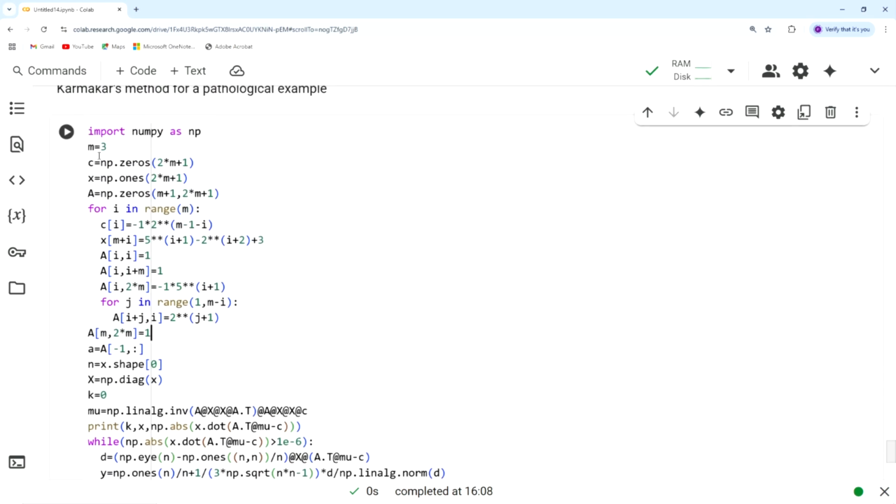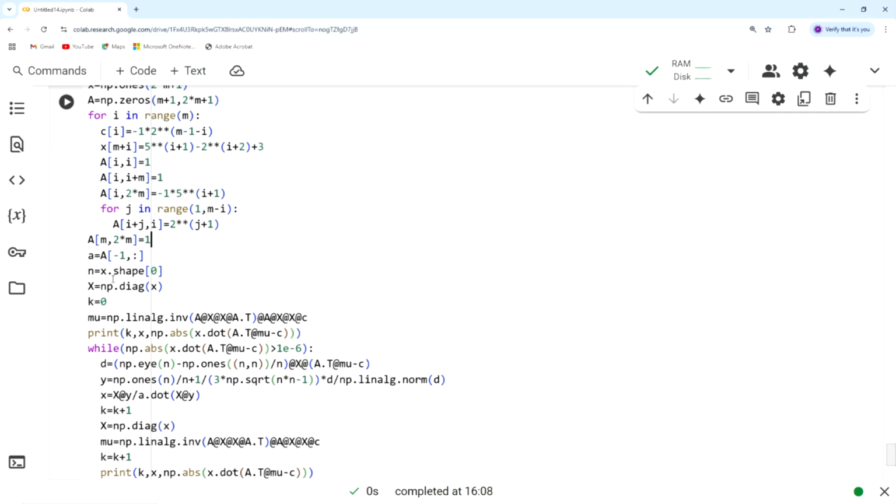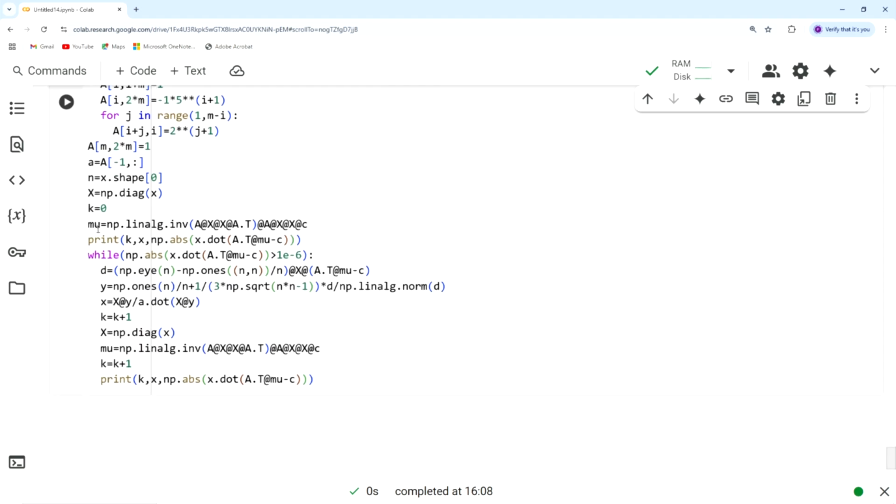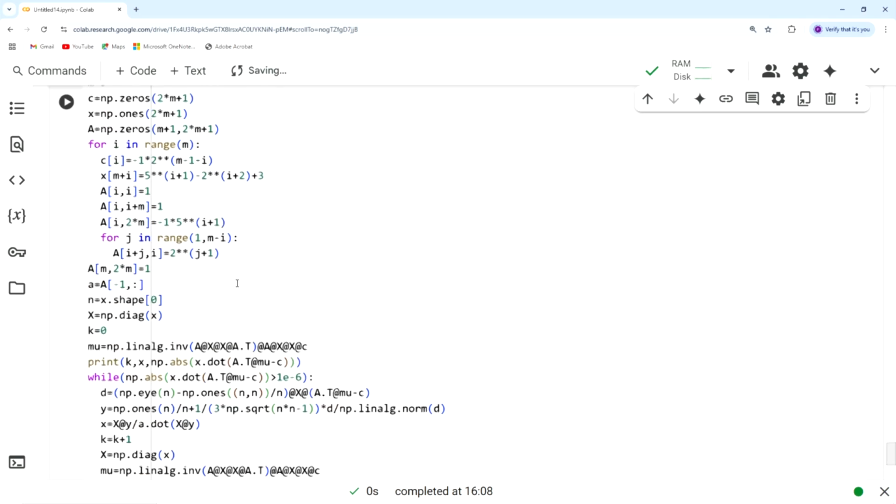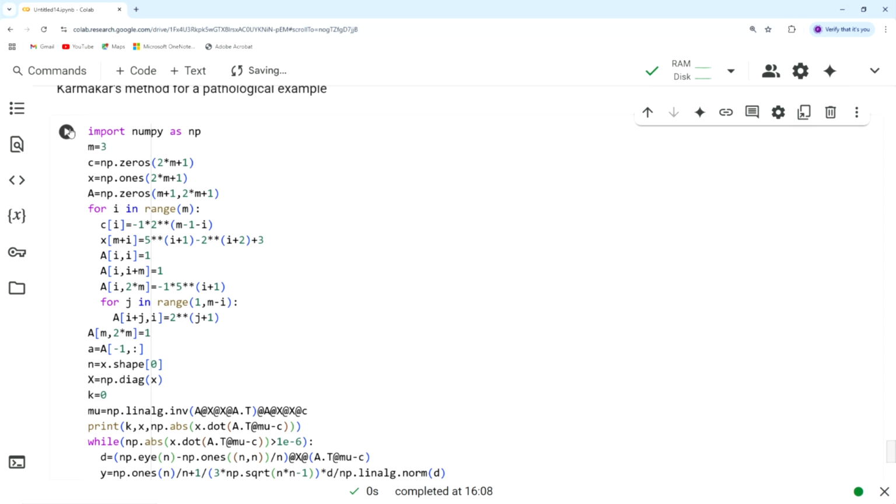So that is the reason I started with m, because n we are using for something else. 2m plus 1 basically, that is n. Capital X is diag of x, k equal to 0, and so we have the mu and the rest of the algorithm. So let us check if this algorithm works for m equal to 3.